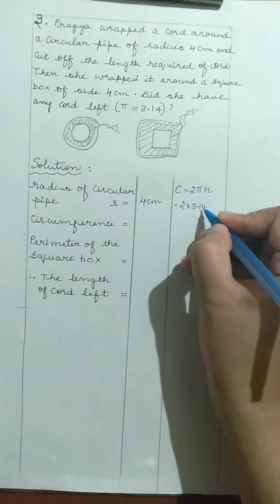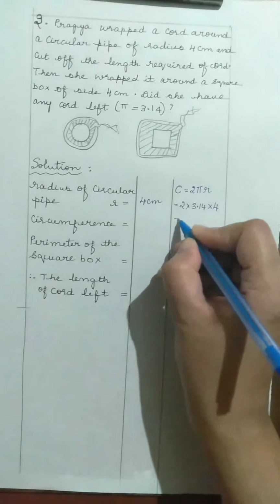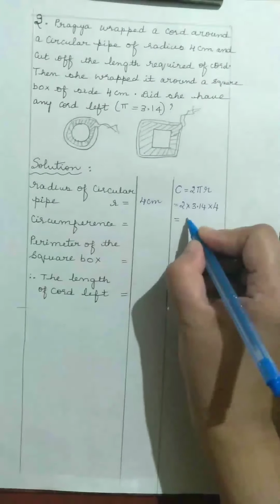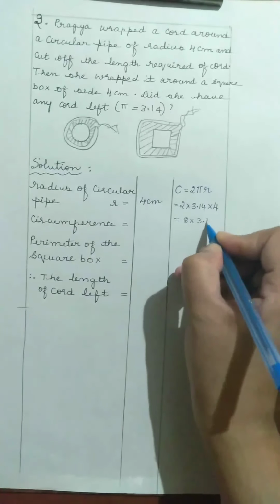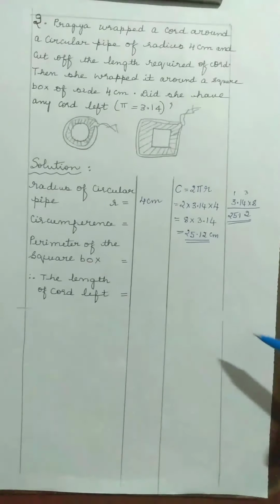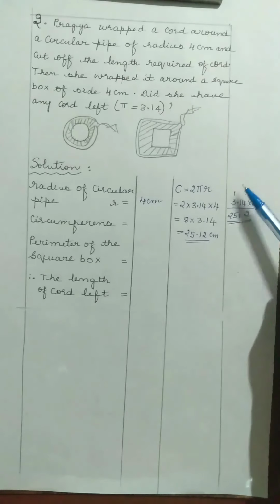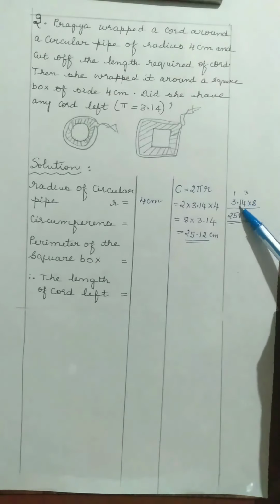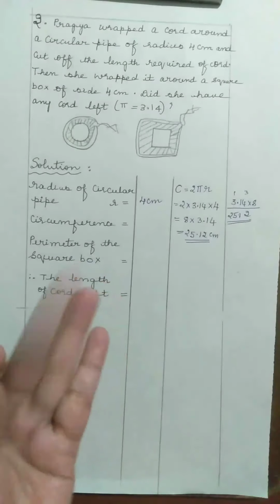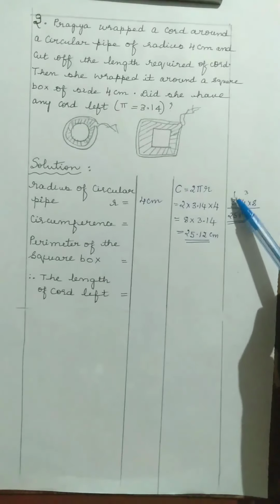So 2 into 3.14 into the radius of the circular pipe, which is equal to 4. So 2 4s are 8. 8 into 3.14, so we will get the answer 25.12 centimeter. On multiplying 3.14 into 8, 8 4s are 32, so 2, 3 is remaining. 8 1s are 8, 8 plus 3 is 11, so 1 is carried. 8 3s are 24, 24 plus 1 is 25.